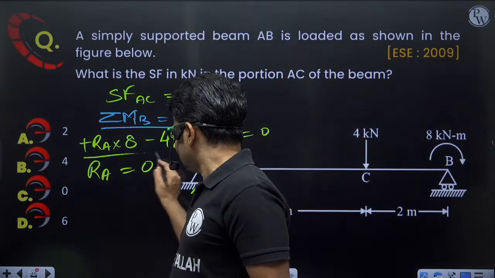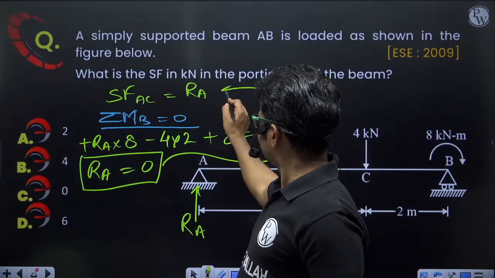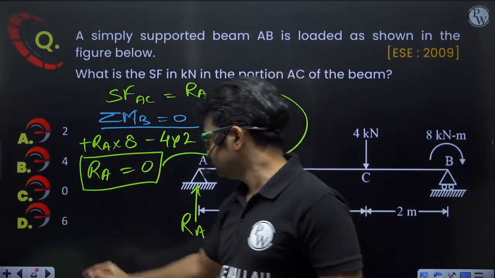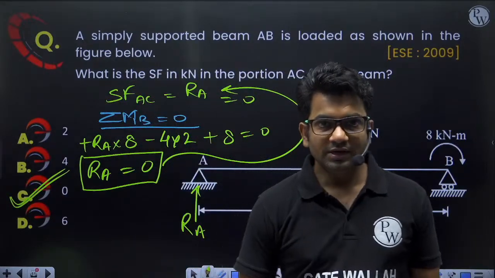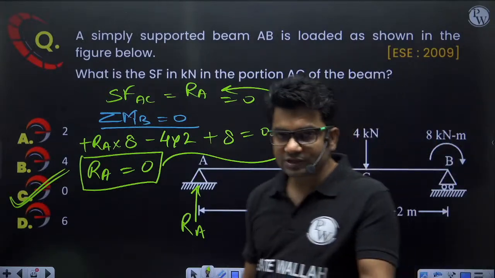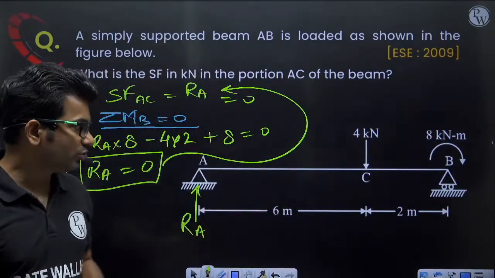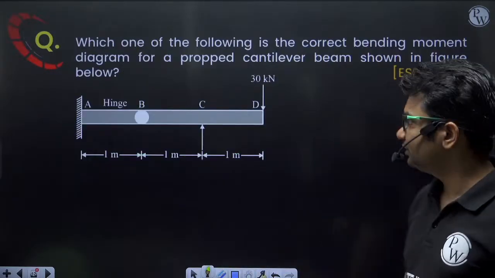Support reaction at A is 0. So when the support reaction at A is 0, that means shear force in AC is also equal to 0. The correct answer will be option C. Okay, clear? I hope this question is clear. If you have any doubt, you can ask in the comment section. Let's move on to the next question.